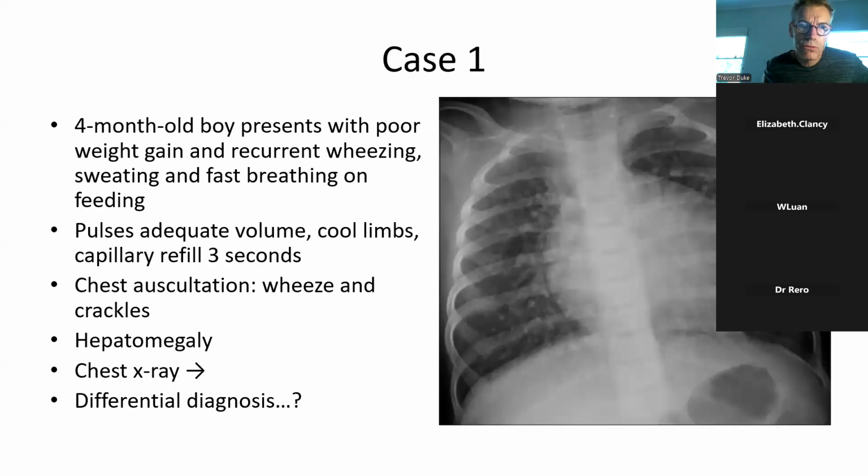This is his X-ray with poor weight gain and recurrent wheezing and sweating and fast breathing on feeding. As I said, on several occasions he'd been diagnosed with bronchiolitis and pneumonia and treated with antibiotics and oxygen for that, and he'd seemed to stabilize, but then he got worse again.